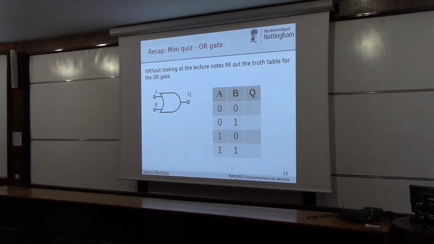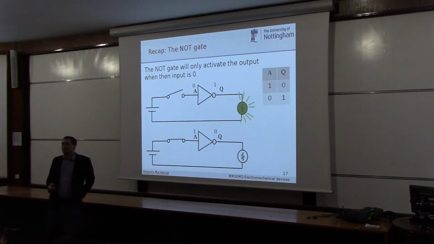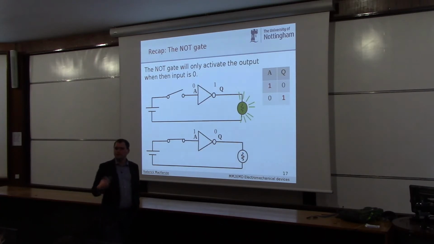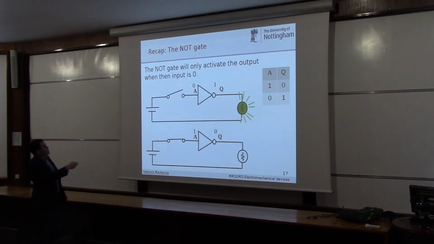And the final one I want to remind you of is this NOT gate, okay? The idea of a NOT gate is it inverts the input. So when you put a 1 into it, it gives you a 0 out, and when you put a 0 into it, it gives you a 1 out. So the truth table looks like this: 1, 0, 0, 1, okay?